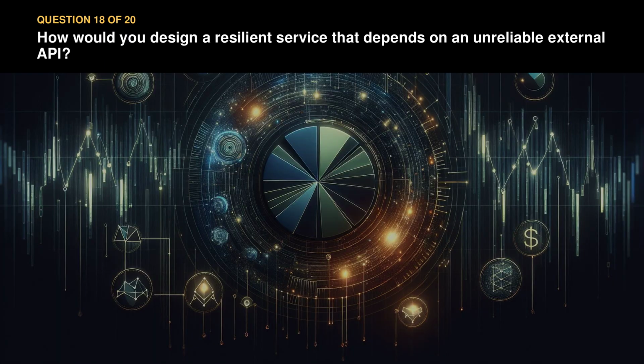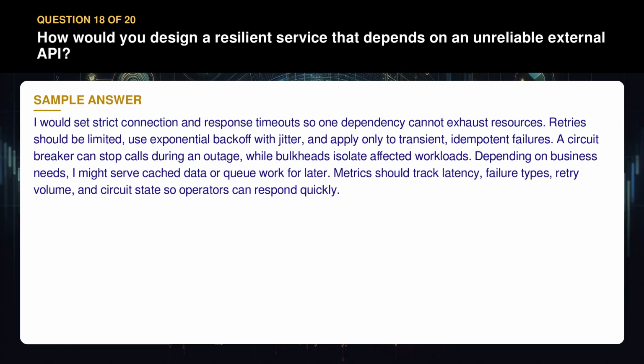Question 18. How would you design a resilient service that depends on an unreliable external API? I would set strict connection and response timeouts so one dependency cannot exhaust resources. Retries should be limited, use exponential backoff with jitter, and apply only to transient, idempotent failures. A circuit breaker can stop calls during an outage, while bulkheads isolate affected workloads. Depending on business needs, I might serve cached data or queue work for later.